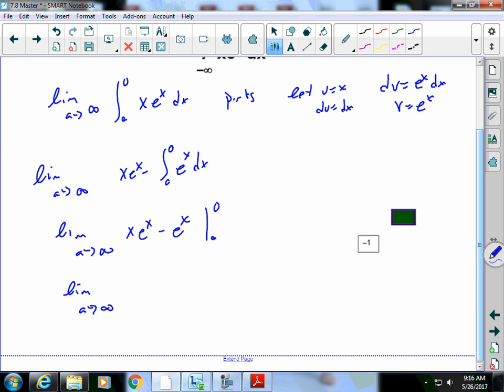This is going from a to 0. So I put 0 and I got 0 e to the 0 minus e to the 0 minus a e to the a minus e to the a. All right, well, this is 0. That's going to go to 1, so I have a 1 here. That's going to 0.